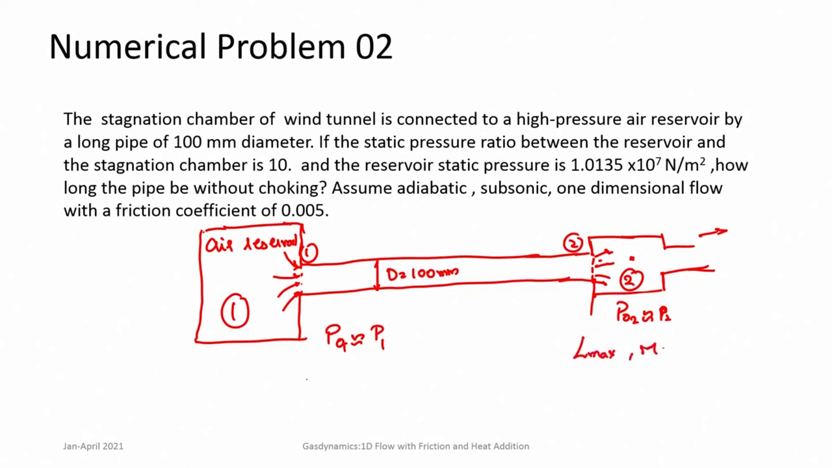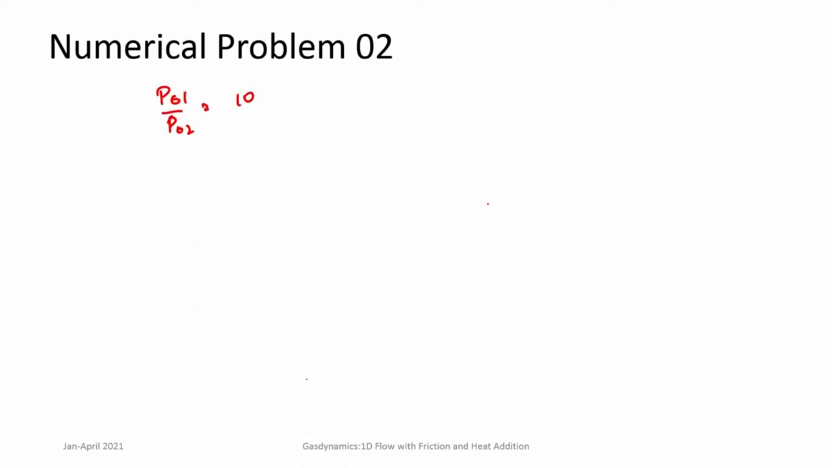So M equal to 1. Suppose we take the maximum limit, that is L max, M equal to 1. Any length which is less than L max will satisfy that it is not choked. So we take the limiting condition, this is equal to L max. So what do we know about that?